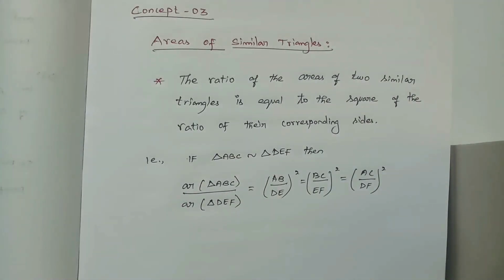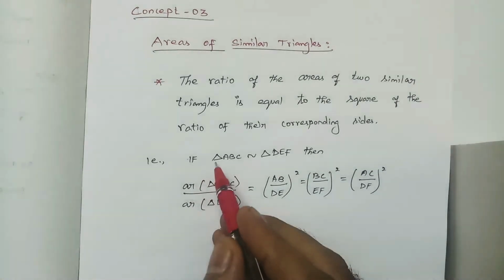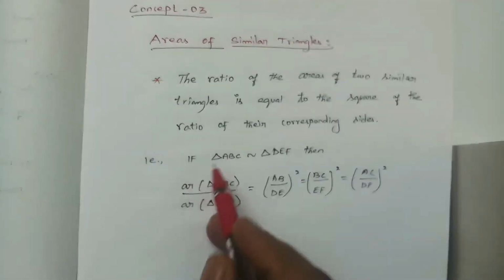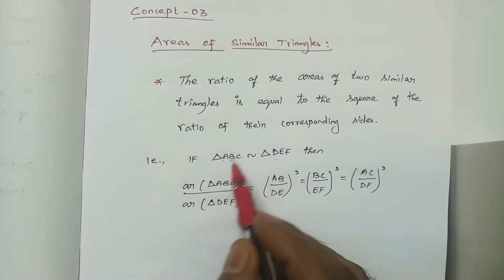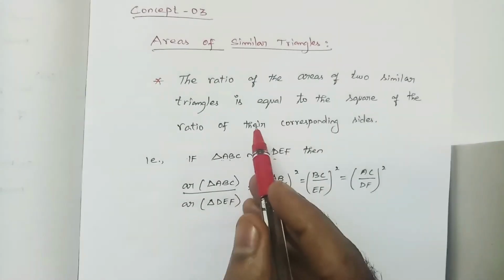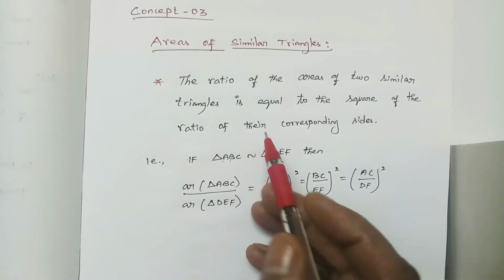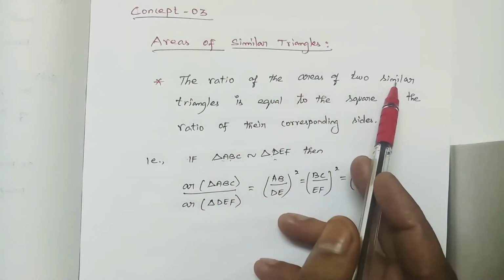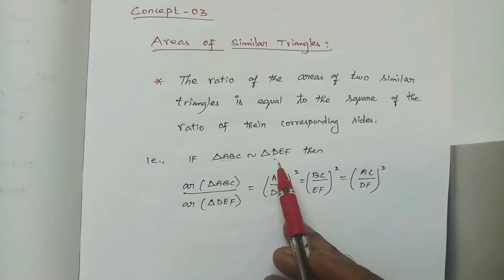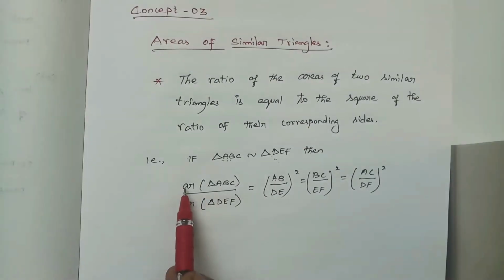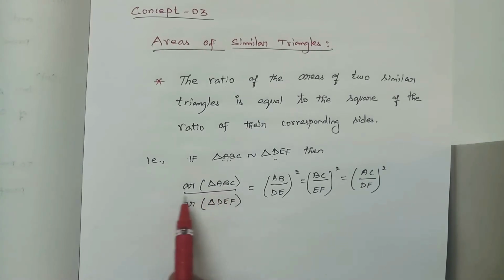So here in this question, in the statement, see what the condition means, right? If the two triangles are similar, I'm just taking triangle ABC and triangle DEF, these two triangles are similar, then this property will be applicable. What property will be applicable? The ratio of areas of two similar triangles. What are the two triangles we have? Triangle ABC and triangle DEF. So the ratio of area is the area of triangle ABC divided by the area of triangle DEF, right?